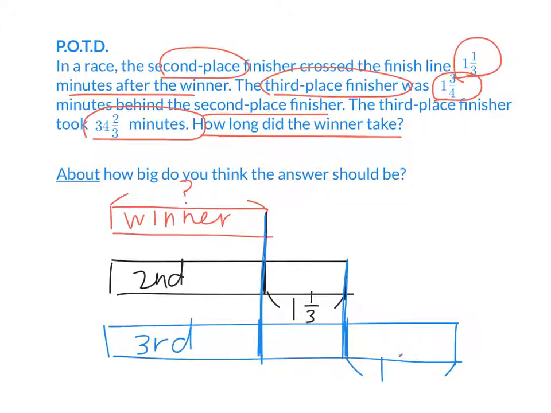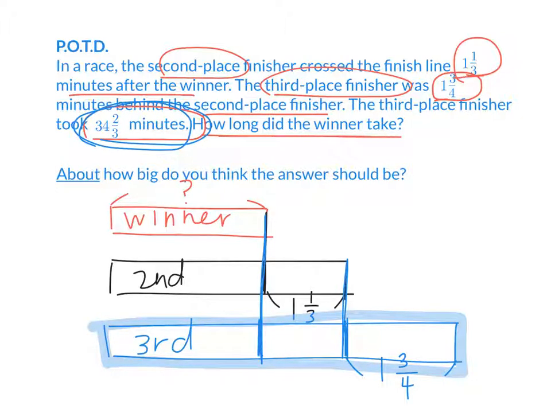1 3/4 minutes. Now the problem tells me that the third place finisher, the entire thing for the third place, this entire bar, is how long? 34 2/3 minutes. So all of this is 34 2/3 minutes. I'm going to write it differently.